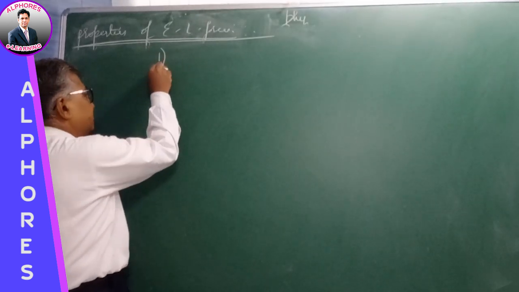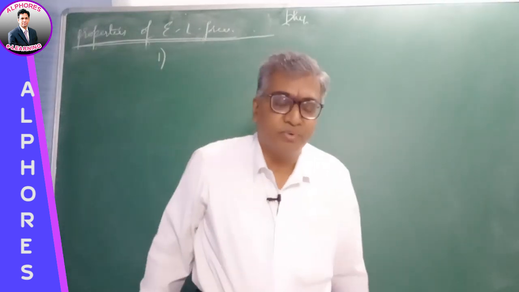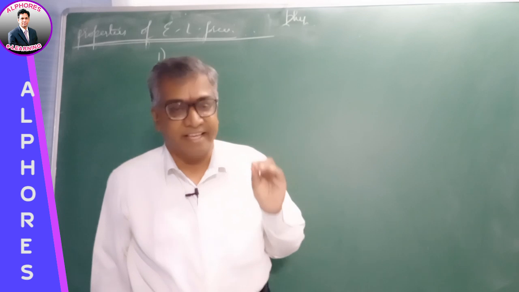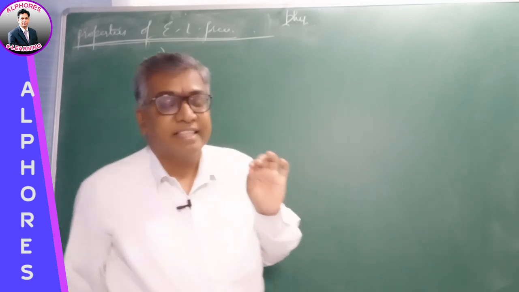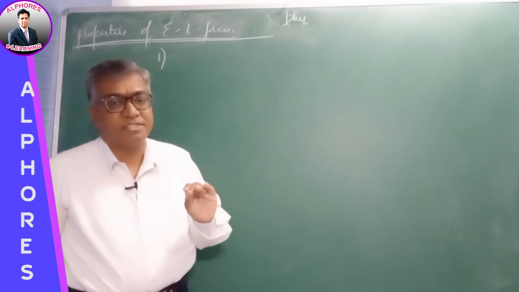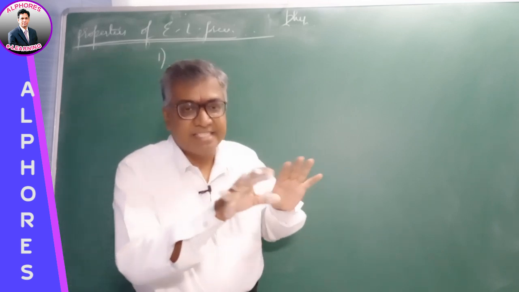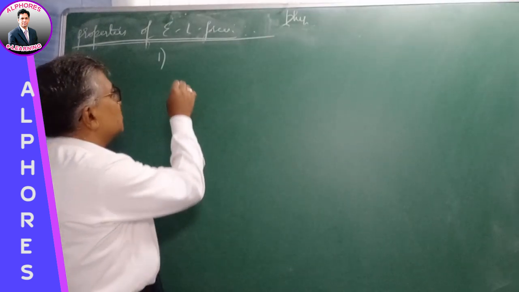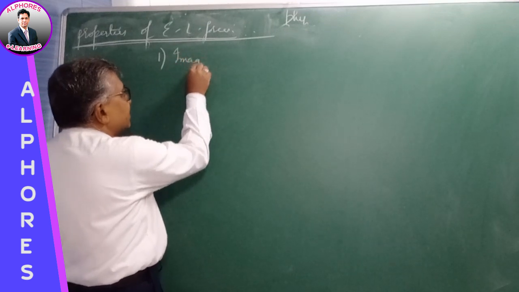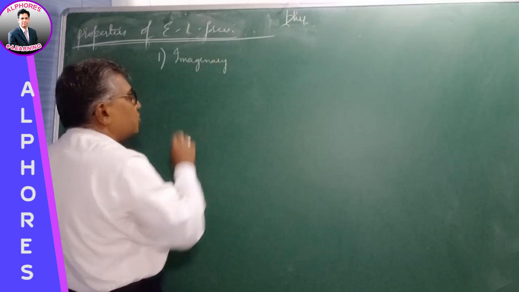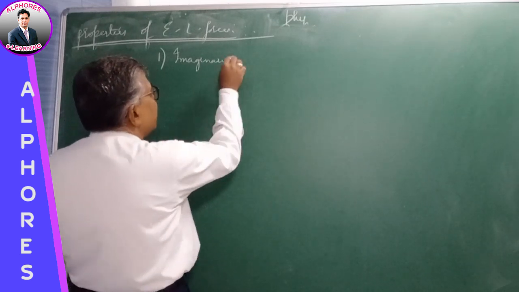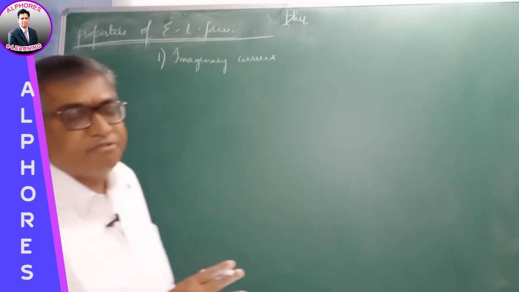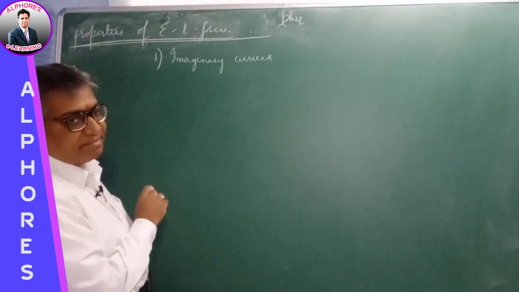Now, first point, electric lines of force are imaginary lines. I was telling you, they are not physically existing lines. They do not exist physically. They are imaginary lines or imaginary curves drawn, which are geometrical constructions by which we can visualize the pattern of the electric field. They are not really existing. They have no physical existence.